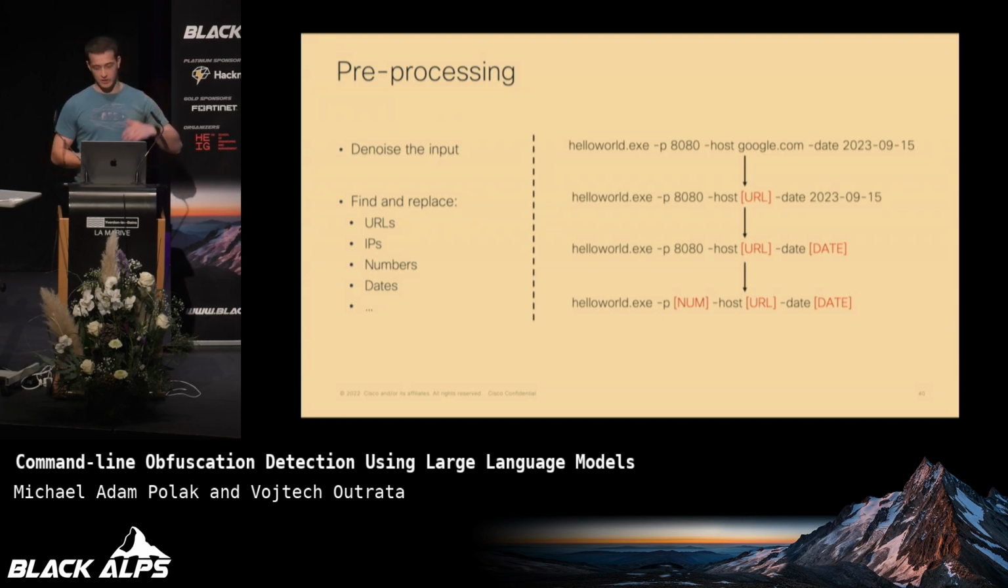We actually have a lot of these that we've identified, and even before any parts of the model see the input, it gets denoised in this manner. So we replace all the URLs, we replace the dates, GUIDs, numbers, IP addresses, and so on and so forth, so the model doesn't have to learn redundant information.